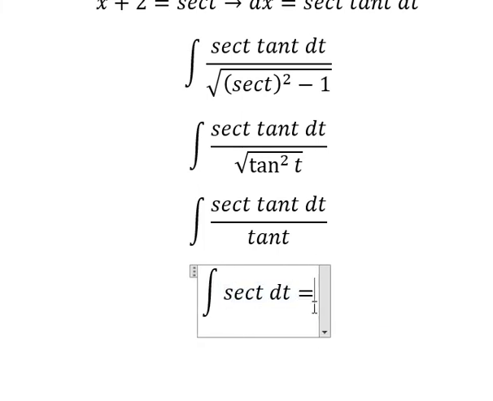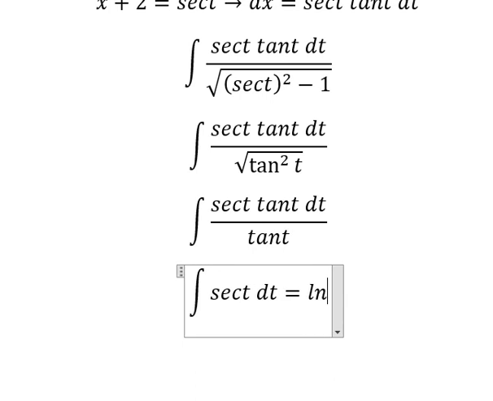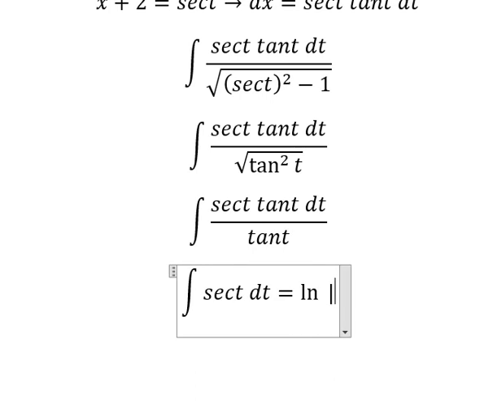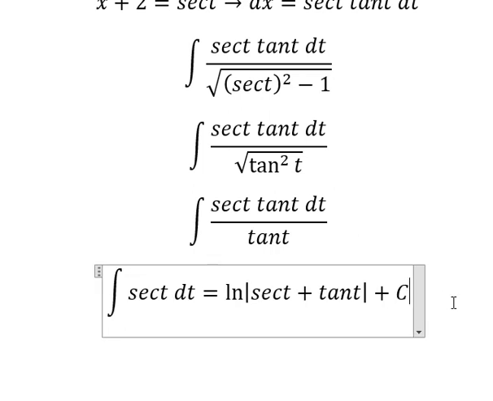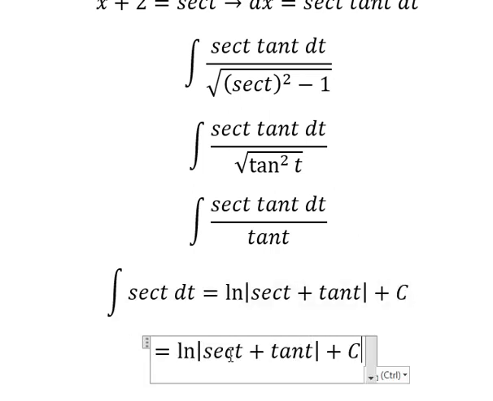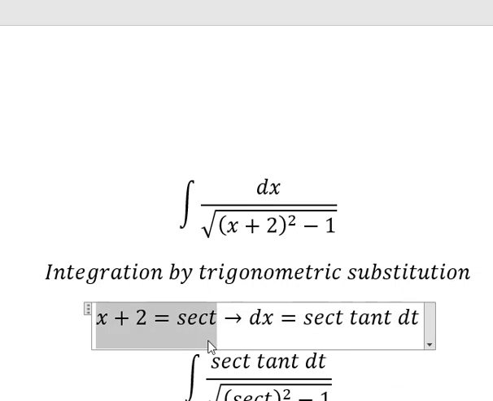The integration of this one gives us ln of the absolute value of secant of t plus tan t, and I will put plus c. Now, about t, that is about this one.